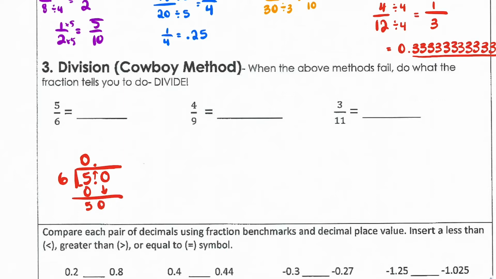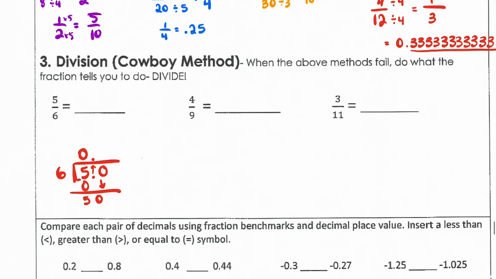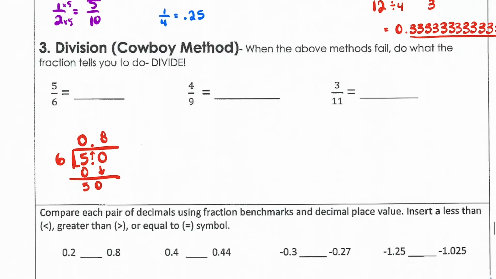Now, I know 6 goes into 50. Well, how many times? Let's see. 6 times 4 is 24. Nope, way too small. 6 times 10 is 60. Nope, too big. 6 times 9 is 54. Getting closer. 6 times 8. There we go. That's 48.